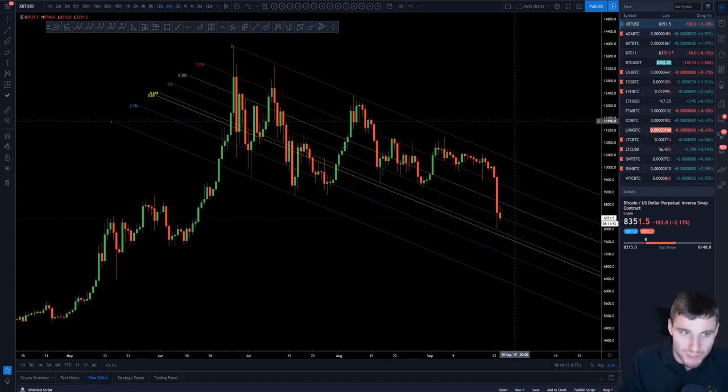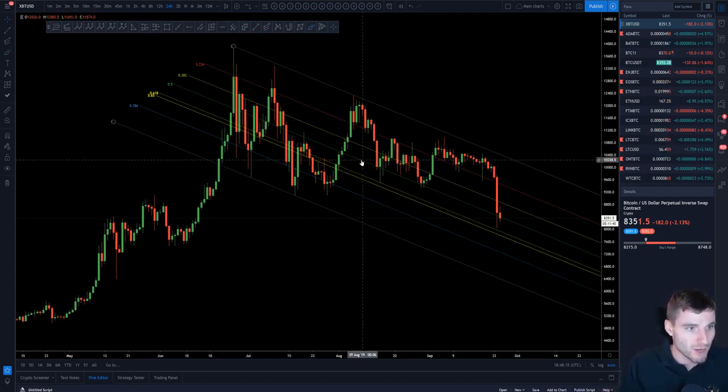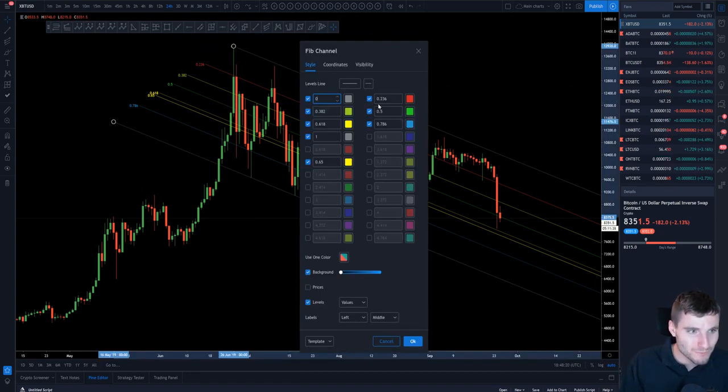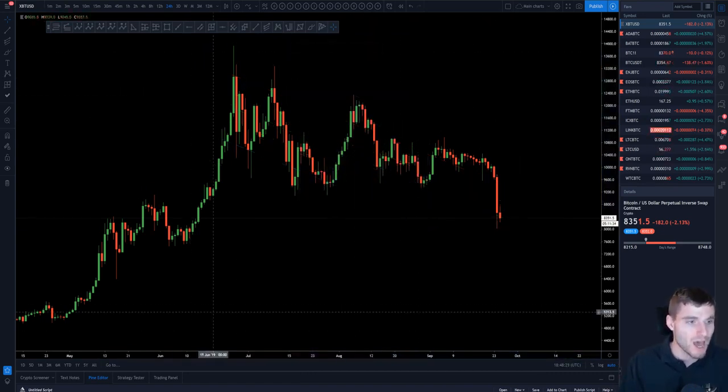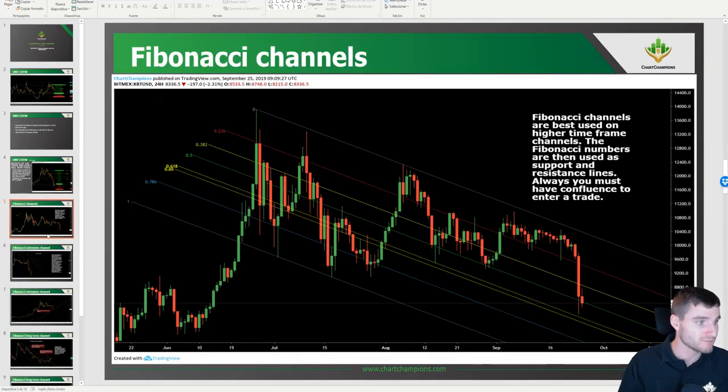Just standard ops here with the channel, looking from highs to lows. What you can do, no, let me save this for the next one. Okay, I'll save this for the next one. So yeah, that's a Fibonacci channel basically. Very standard. Fibonacci channels are best used on higher time frames. The Fibonacci numbers are then used as support and resistance lines.